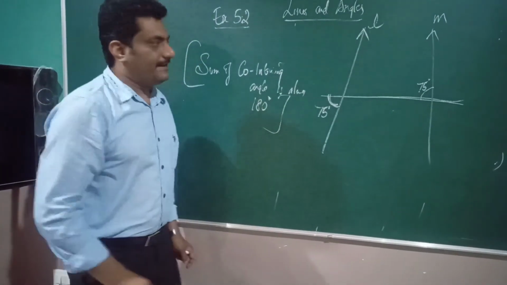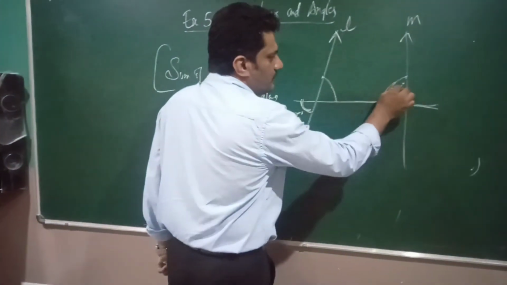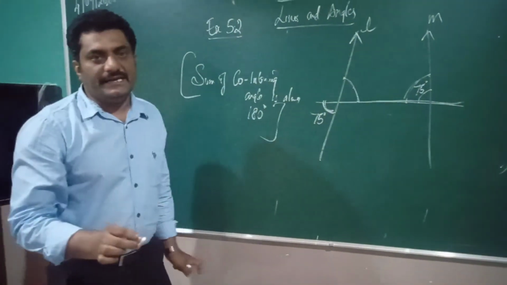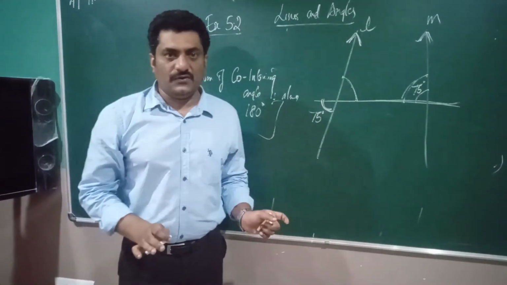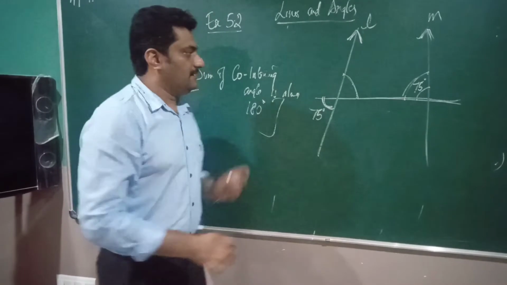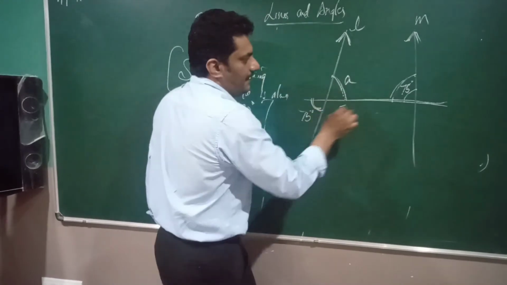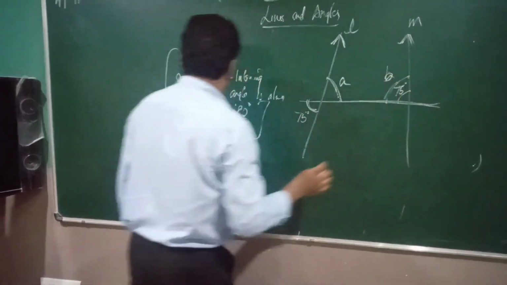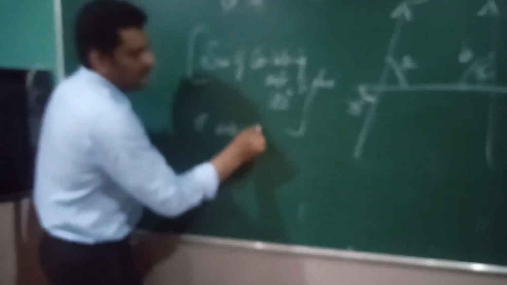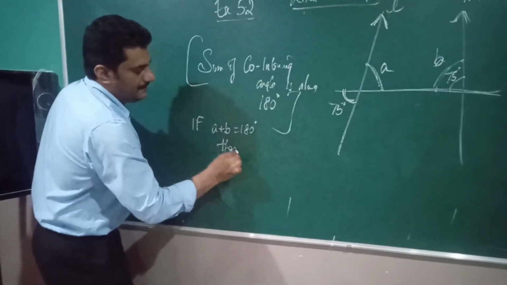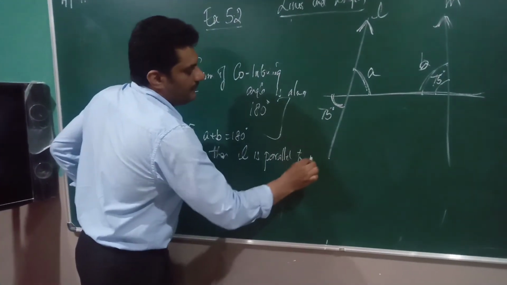Now which are the co-interior angles here? These two are co-interior angles. If I prove these two sum to 180 degrees, then I can tell this line and this line are parallel. If I cannot prove it, then these two are not parallel. Now first we will get this angle. If I tell this is A and this is B, what I can write here is, if A plus B is equal to 180 degrees, then L is parallel to this one.